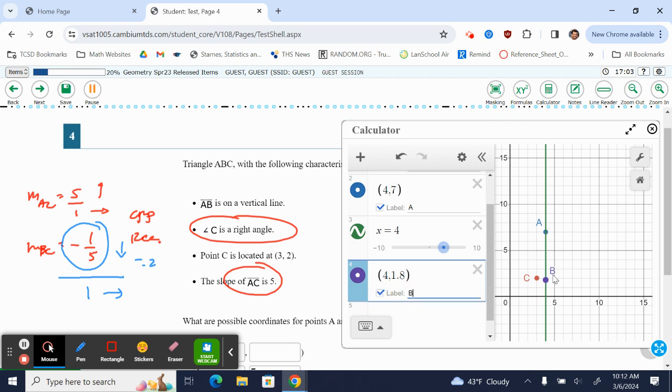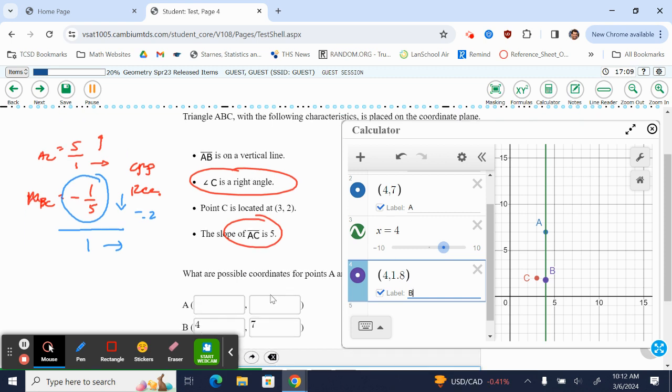And if you connect those 3 dots, that would make a right triangle. So I could have the coordinates of A at 4, 7, and coordinates of B could be at 4, 1.8.